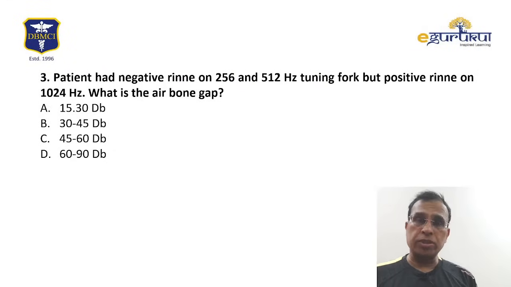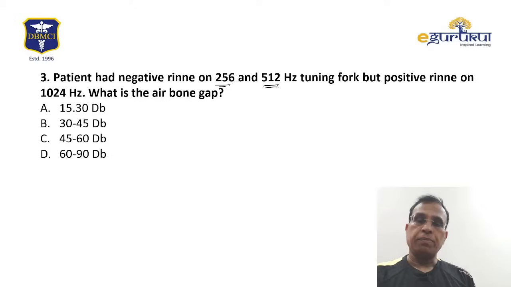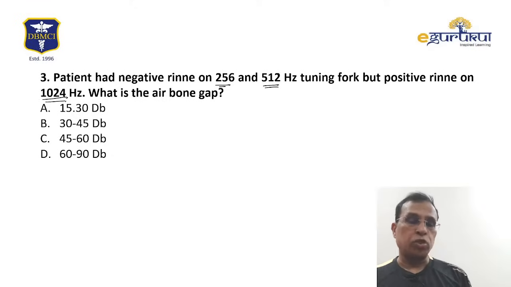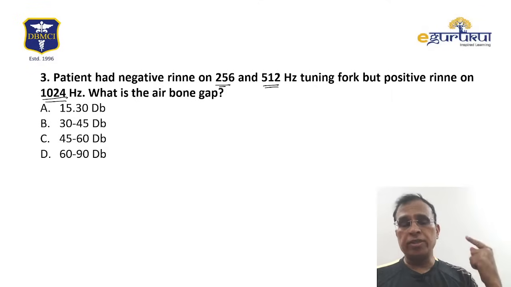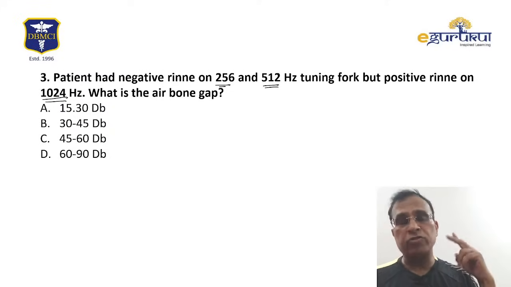Let us go to the third question from the same year. A patient has negative Rinne at 256 and 512 Hertz, but positive Rinne at 1000. So what is the AB gap? Sometimes AB gap means air-bone gap. This is done in the Rinne test. In Rinne we do AC checking and we do the BC.